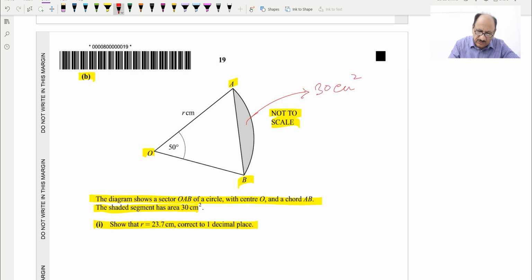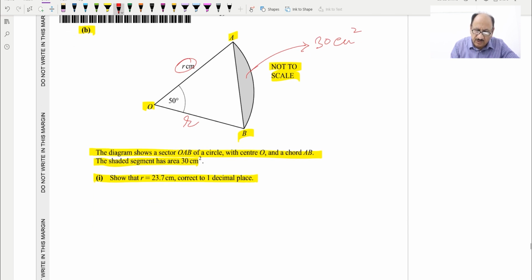So we'll be using this, and this side is R, so this side will also be R, and we will find AB also. And if we find the area of the sector and subtract the area of the triangle, we will get that area of 30, which we can show. Okay, so what we will be doing now, we will be writing the equation.